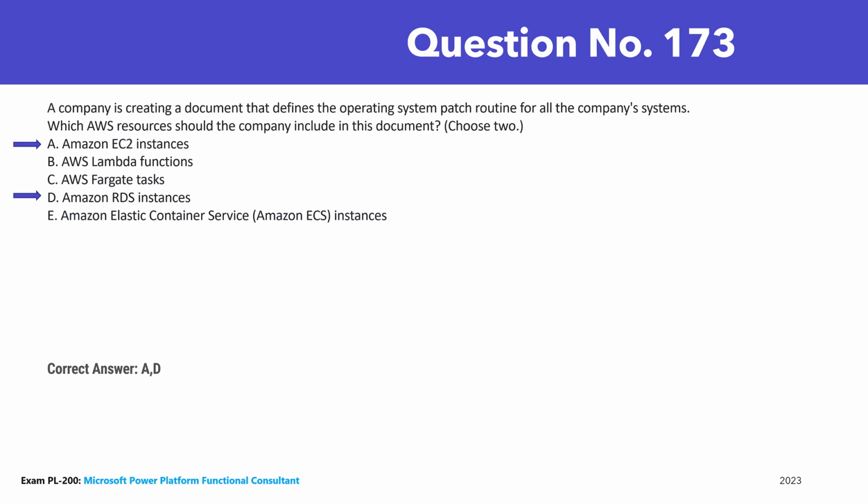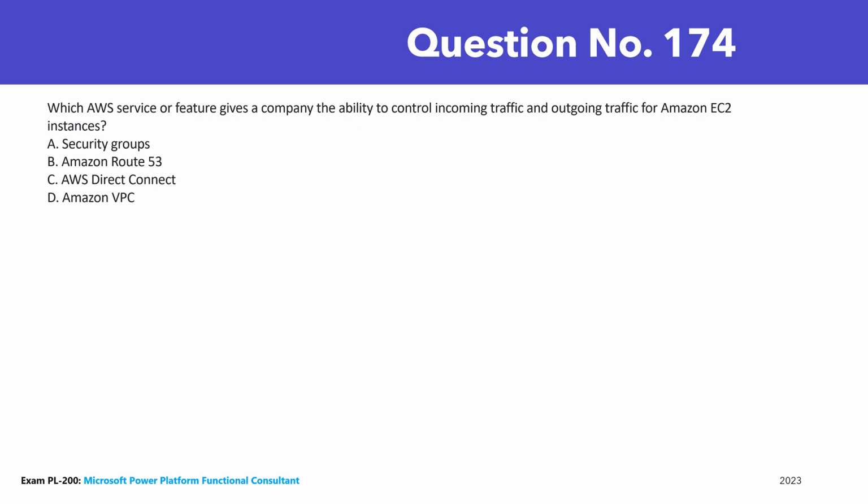Which AWS service or feature gives a company the ability to control incoming traffic and outgoing traffic for Amazon EC2 instances? A. Security groups. B. Amazon Route 53. C. AWS Direct Connect. D. Amazon VPC. Correct answer, D.